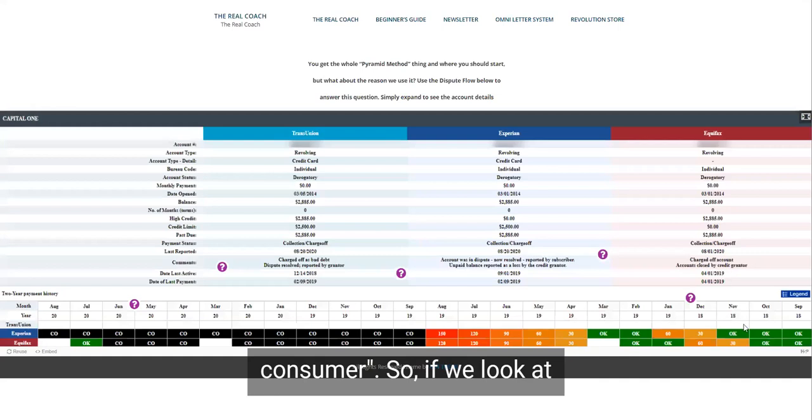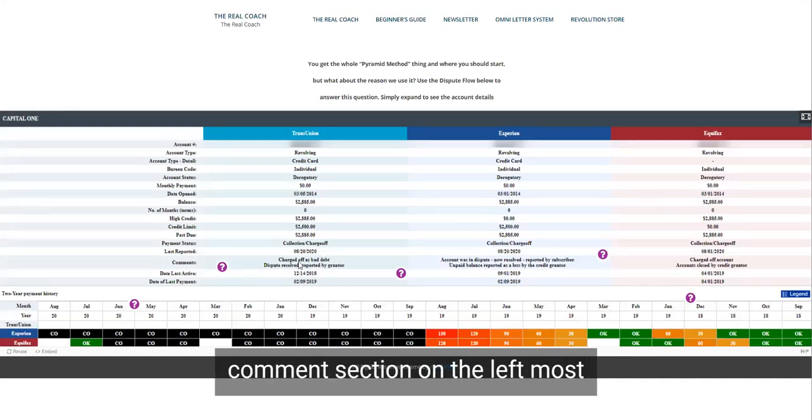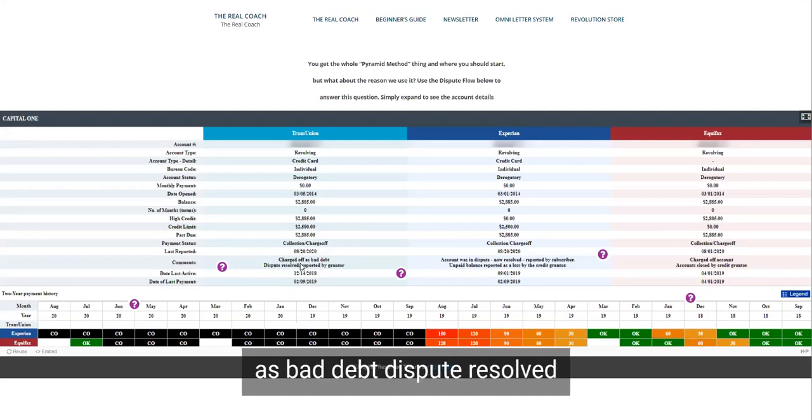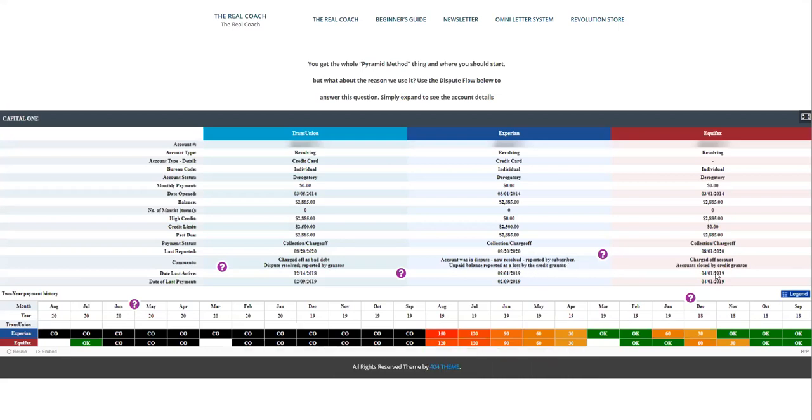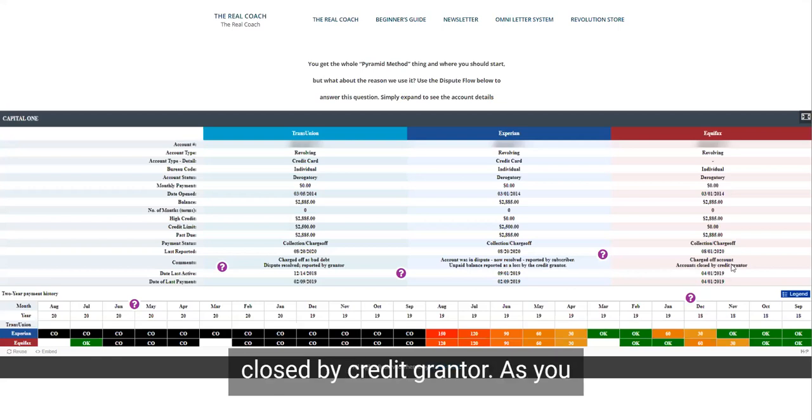So if we look at this account, we see in the comment section on the leftmost, which is TransUnion, charged off as bad debt, dispute resolved, reported by grantor. The middle one, account was in dispute, now resolved, reported by subscriber. Unpaid balance reported as a loss by the credit grantor. Charged off account, accounts closed by credit grantor. As you can see, it doesn't say anything about a dispute. However, TransUnion and Experian do. So that would mean that Equifax is reporting this account in violation because they did not enter the required notice of dispute. That makes sense?